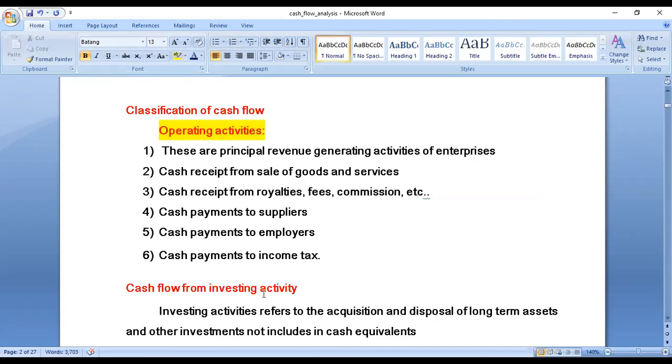Which operating activities do we take into consideration while preparing the cash flow statement? Here, the first one: these are the principal revenue generating activities of the enterprise. Operating activities means these are the principal activities, the important activities through which revenue is generated.